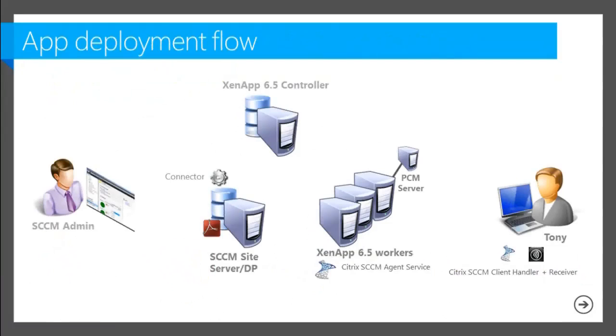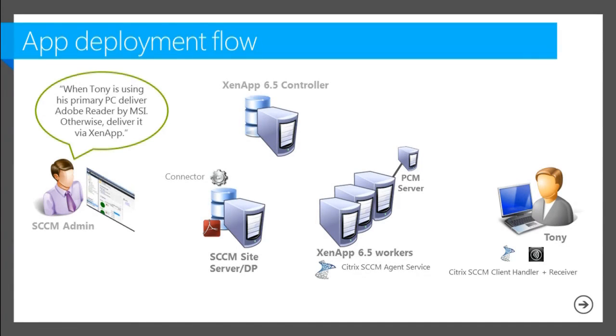So let's look at the application deployment workflow, so how it works end-to-end, and how the architecture looks like. So the fundamental goal is for the SCCM admin to deploy, let's say, Adobe here, that's sitting on the distribution point, all the way to Tony, who's the end user, who's using his secure corporate laptop, for example. So the admin basically goes through that 3-step process that I explained on the previous slide. And then optionally, you could specify a rule saying, when Tony is using his primary PC, which could be a big, beefy desktop, for example, deliver Adobe using MSI. If he's not using his primary device, use XenApp. Okay.